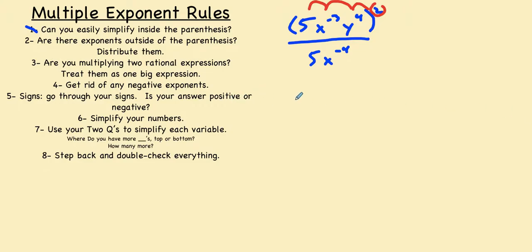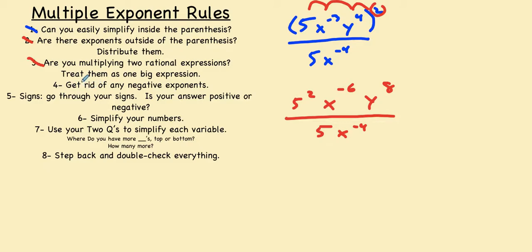So if I were to do that, I would have 5 squared, x, I'm going to multiply the exponents, so that's going to be a negative 6, and y to the 4th to the 2nd, multiply, gives me an 8, and on the bottom, that leaves me with a 5x to the negative 4th. And I think with that, there's no more parentheses and there's no more exponents outside, so number 2 is done. Number 3, are we multiplying expressions? No, there's not another fraction that we're multiplying this by, so we're going to ignore this one here.